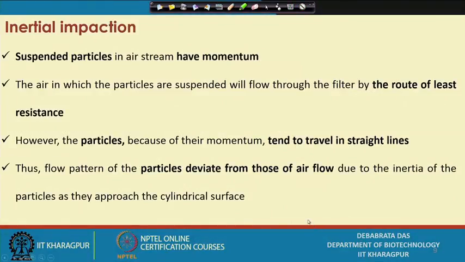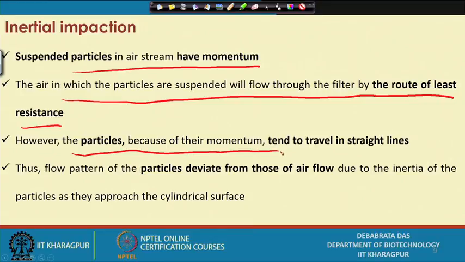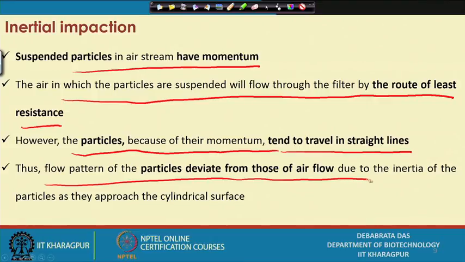The first principle is inertial impaction, as I told you. Suspended particles in the air stream have momentum. The air in which the particles are suspended flows through the filter along the route of least resistance. However, because of their momentum, the particles tend to travel in a straight line, and thus the particle path deviates from the airflow due to the inertia of the particles as they approach the cylindrical surface, due to the first law of motion.